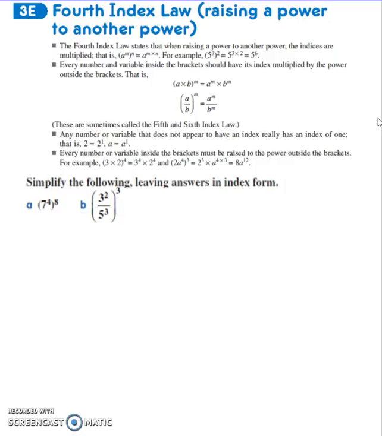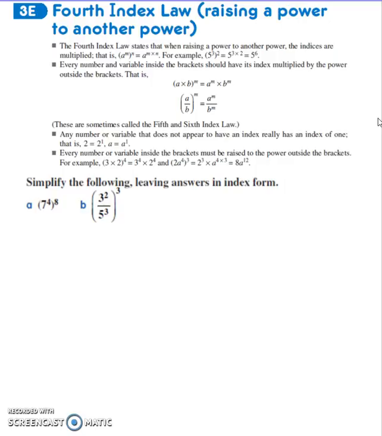Now, we've covered the first three. The first index law was our multiplication of two powers, and then we did the second index law of division of two powers, and then on Friday we covered the third index law, which was the zero power rule. Now this one is our fourth index law, so this is raising a power to another power.